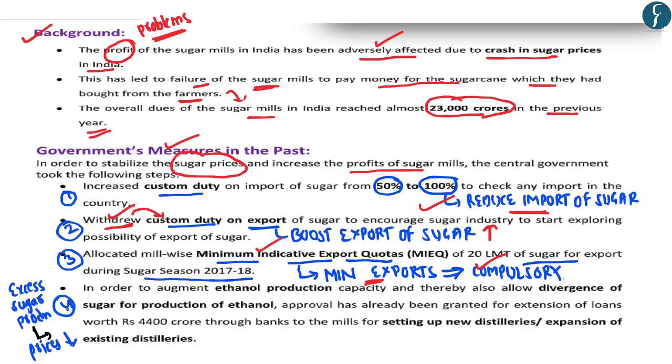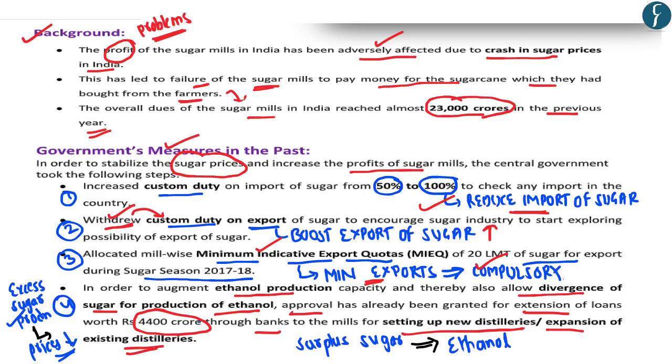Now, with respect to the fourth measure, one of the main problems with respect to the sugar industry in India has been excess sugar production, due to which the prices of sugar have reduced. So, in order to augment ethanol production and further allow diversion of excess sugar for the production of alcohol, the government has given approval for extension of loans worth 4,400 crores through the banks for setting up new distilleries or expansion of the existing distilleries. The main idea behind this fourth measure is to ensure that whatever surplus sugar the sugarcane industries have should in turn be converted into ethanol. Now, these were some of the measures which the government had taken in the past in order to address the problems of the sugar industries.